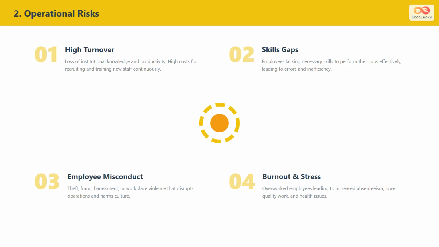Next, we have operational risks. These are the day-to-day inefficiencies that cost money. High turnover is a major one, leading to the loss of institutional knowledge and high recruiting costs. Skills gaps are another, where employees lack the training to be effective. We also have to consider employee misconduct, such as fraud or harassment, and the growing issue of burnout and stress.